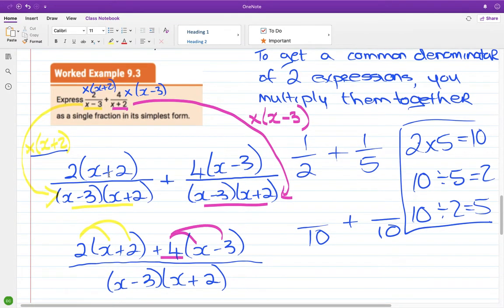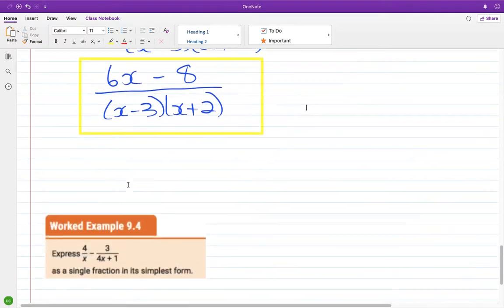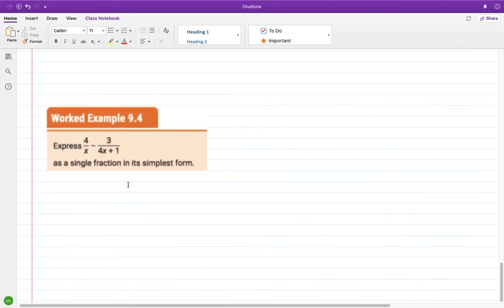Then you make your adjustments, and the adjustments are the part that everybody gets wrong. Once you've got the adjustments done correctly, everything else follows as it did in the last one. Okay, we'll try one more.